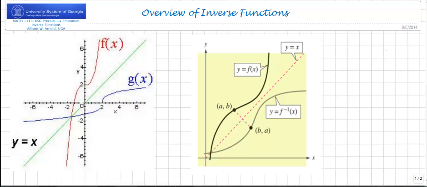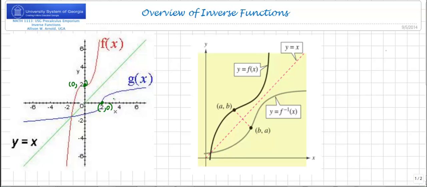Continuing our overview of inverse functions. The figure on the left is the one we used in the last video to show that f of x and g of x were indeed inverse functions, that when you swapped ordered pairs, you ended up with a graph that passes the vertical line test. So that means that the original graph must have passed the vertical line test to be a function and the horizontal line test to be one-to-one.